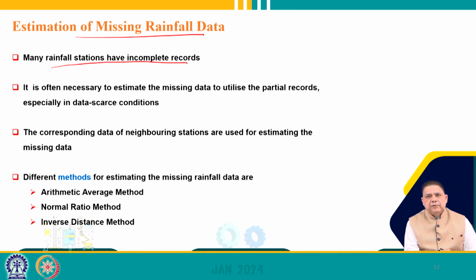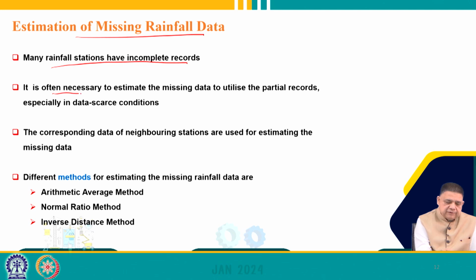Now, many times when you start using the rainfall data, you will find that many rainfall stations have incomplete record. So, sometimes you may find that you are dealing with, say, 1 year data, in the month of May 10 days data are missing, or in the month of December 5 days data are missing. So, missing data is a very common phenomenon, and that means records are mostly incomplete. In such a situation, it is often necessary to estimate the missing data to utilize these partial records, especially in data scarce conditions.